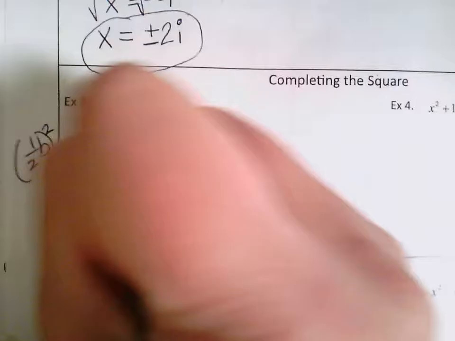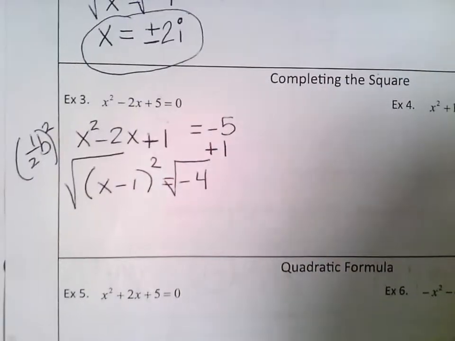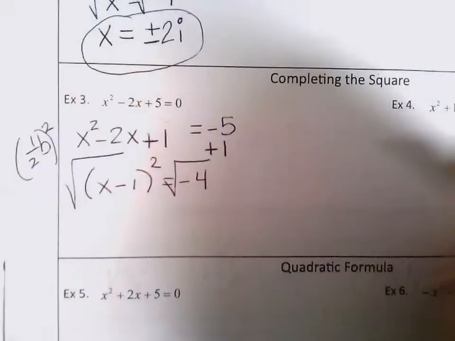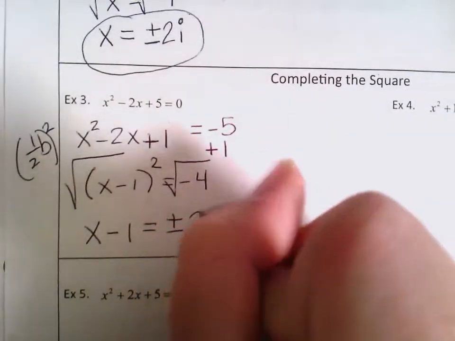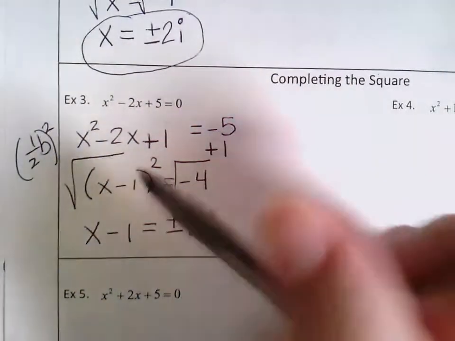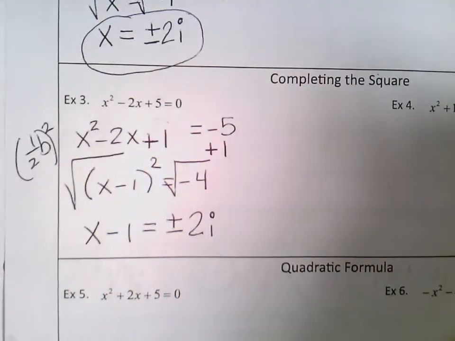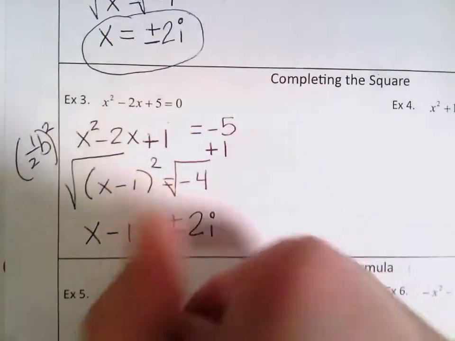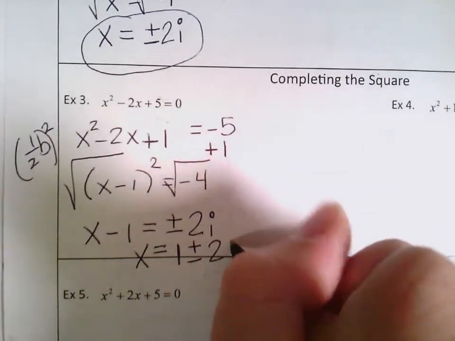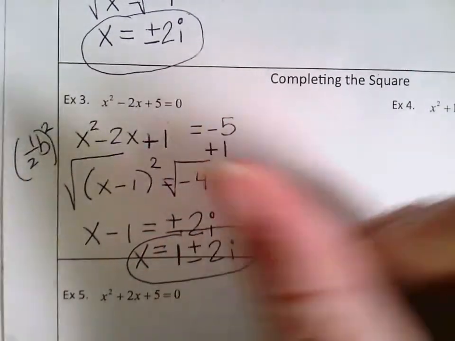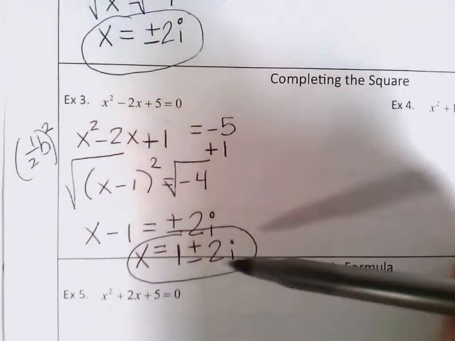And then I can take the square root of both sides of the equation, just like I did up here. So x minus 1 is equal to plus or minus 2i. How am I going to get that -1 to the other side? I'm going to add it. So x is actually equal to 1 plus or minus 2i, because you always want to leave it in standard form, a plus bi.